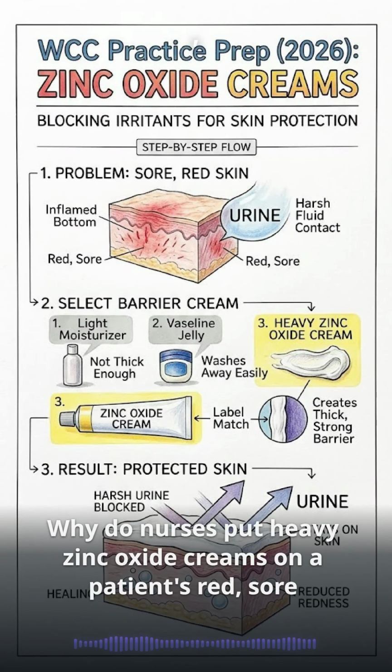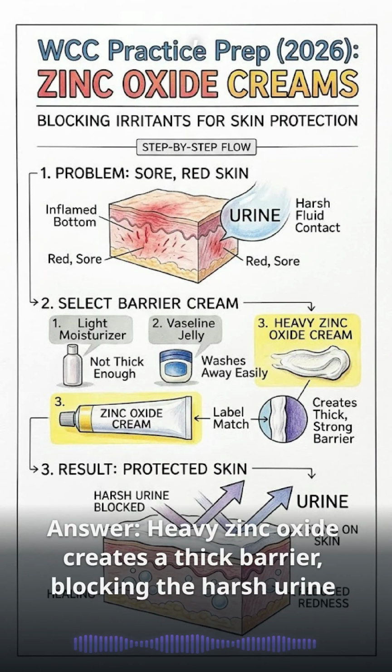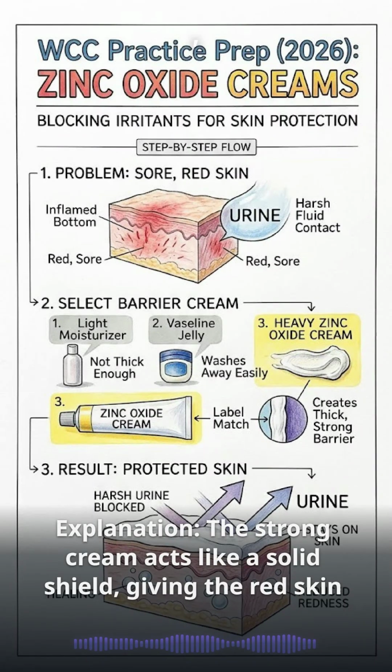69. Why do nurses put heavy zinc oxide creams on a patient's red, sore bottom? Heavy zinc oxide creates a thick barrier, blocking the harsh urine from the skin. The strong cream acts like a solid shield, giving the red skin time to heal.